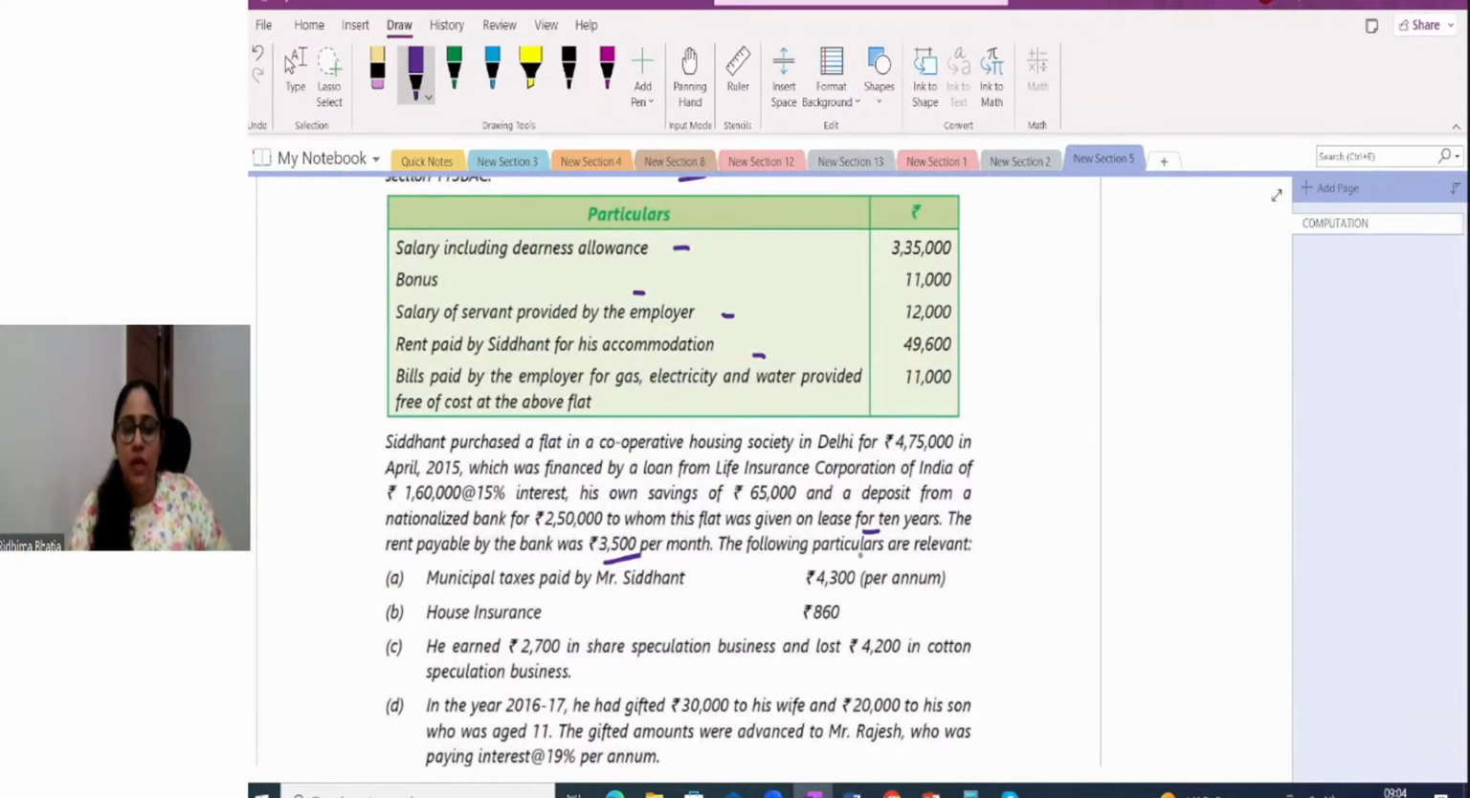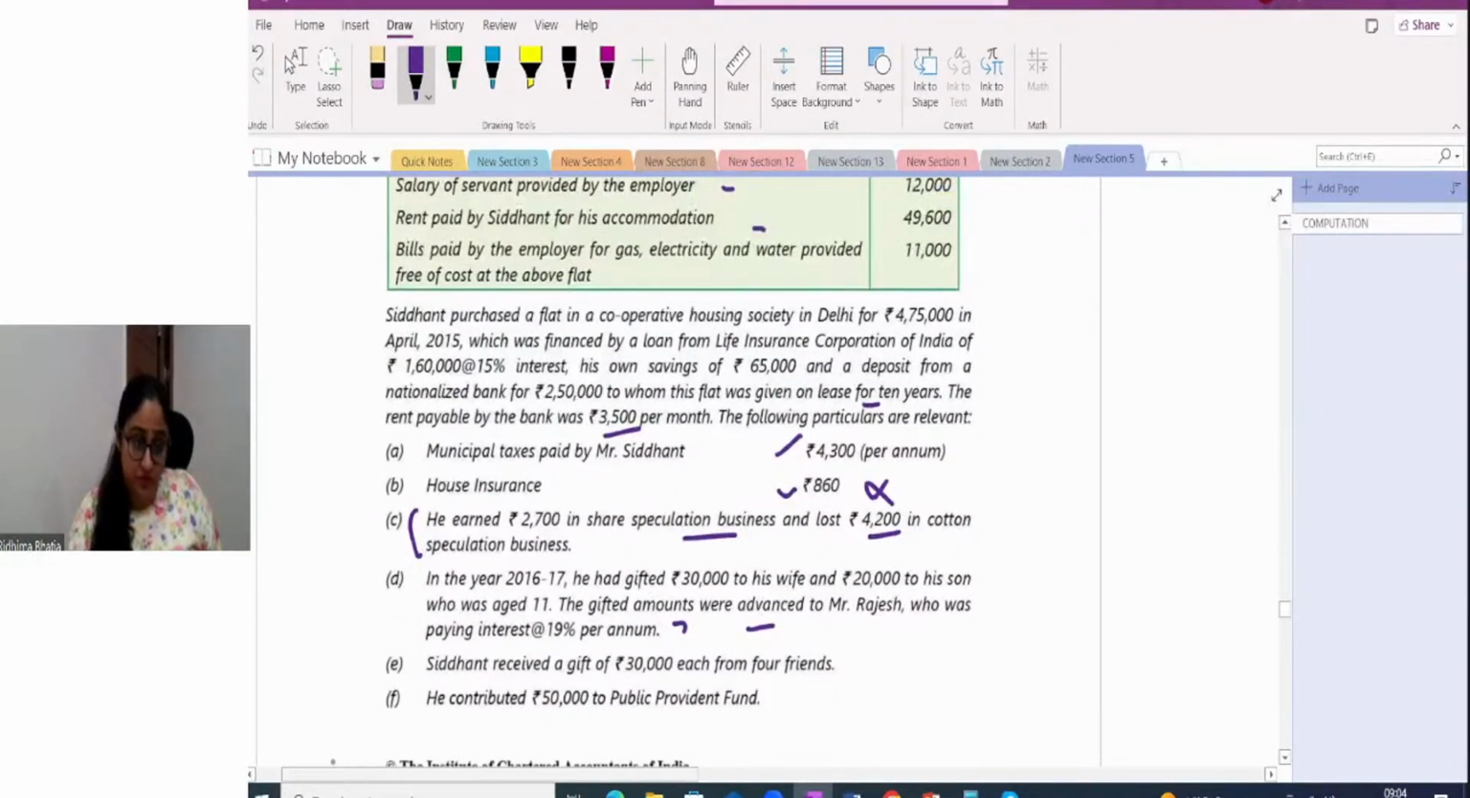The following particulars are relevant. Municipal taxes paid by Mr. Siddhant, okay, 4,300 per annum. House insurance, not to be considered. He earned 2,700 in share speculation business and lost 4,200 in cotton speculation business. Very interesting. In the year 16-17, he had gifted 30,000 to his wife and 20,000 to his son. The gift amounts were advanced to Mr. Rajesh, who was paying interest at 19% per annum. Very good. Siddhant received a gift of 30,000 each from 4 friends.